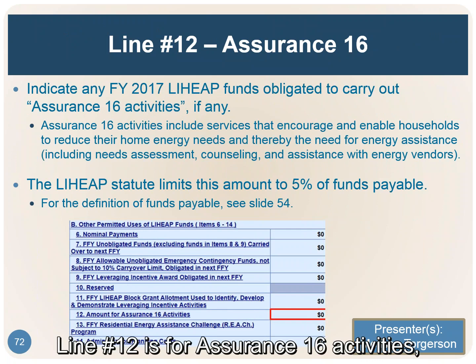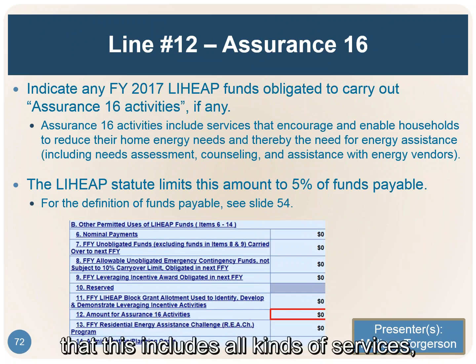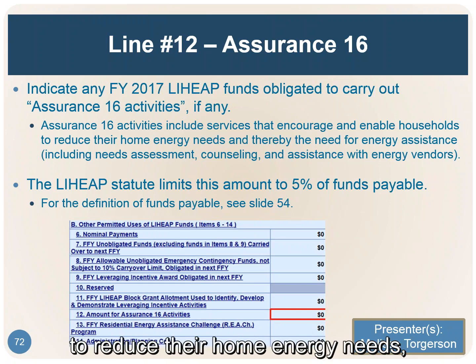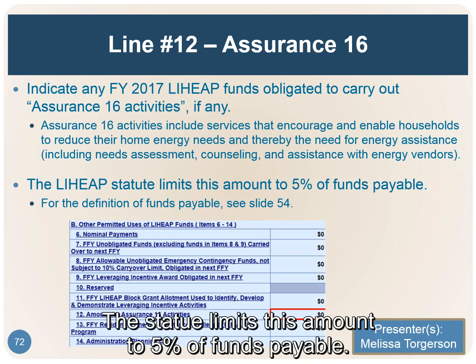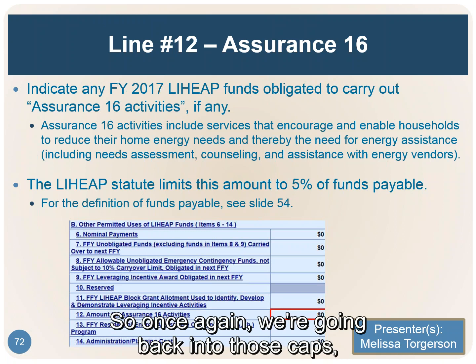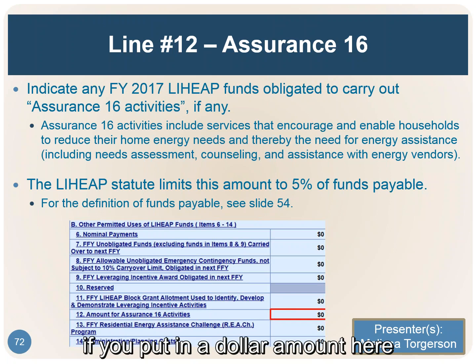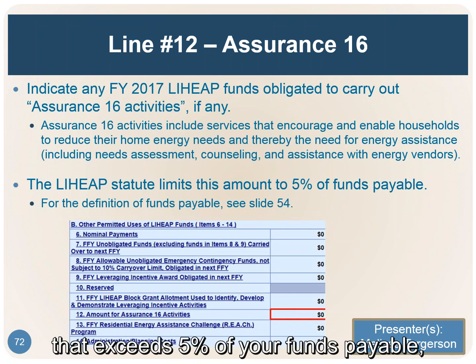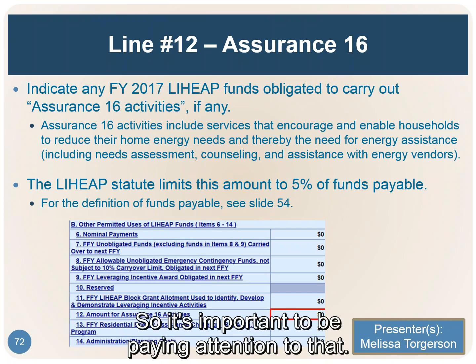Line 12 is for Assurance 16 activities. For those of you who are familiar, you know that this includes all kinds of services that encourage and enable households to reduce their home energy needs and their need for energy assistance. The statute limits this amount to 5% of funds payable. So once again, we're going back into those caps, and if you put in a dollar amount here that exceeds 5% of your funds payable, you're going to get a warning. So it's important to be paying attention to that.